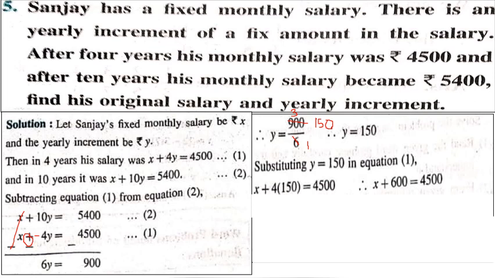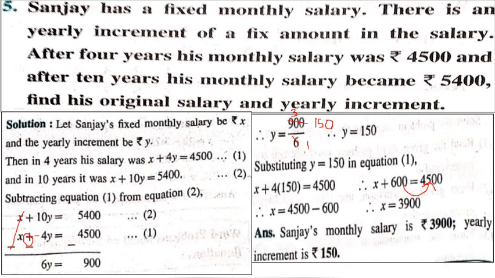But are we supposed to find x plus 600? No, only x. So plus 600 from the LHS will shift to the RHS and become minus 600. Therefore x is equal to 4500 minus 600, which is 3900. So his fixed monthly salary is rupees 3900. Therefore the final answer: Sanjay's monthly salary is rupees 3900 and yearly increment is rupees 150. I hope you have understood.